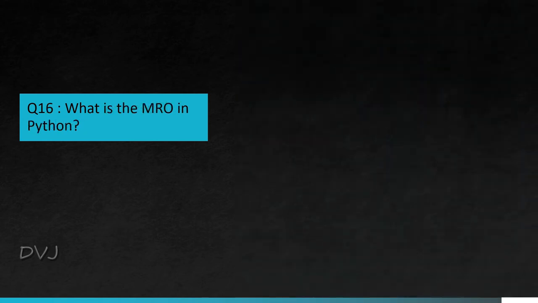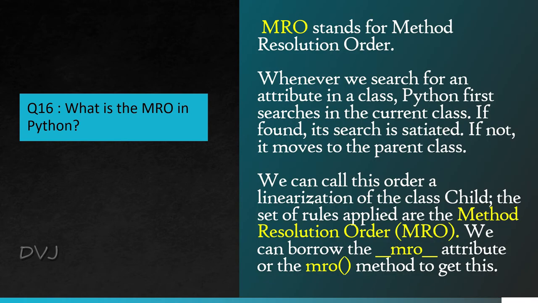Question number 16. What is the MRO in Python? MRO stands for Method Resolution Order. Whenever we search for an attribute in a class, Python first searches in the current class. If found, its search is satiated. If not, it moves to the parent class. We can call this order a linearization of the class child. The set of rules applied is the method resolution order, MRO. We can borrow the __mro__ attribute or the mro method to get this.